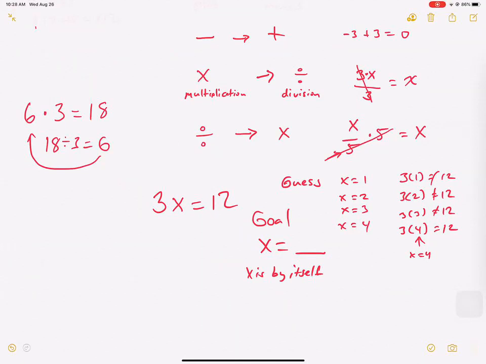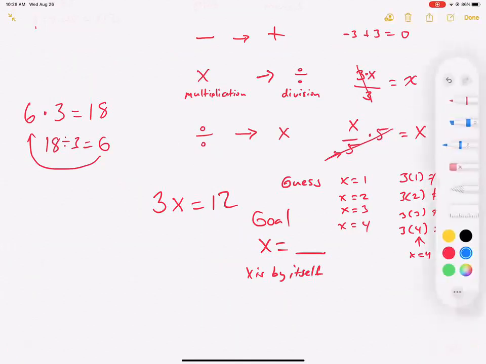We want to also understand what this symbol means. This guy is equals. And that means the left side is balanced with the right side, that the two sides are equally weighted. If the right side is 12, the left side has to also be 12. So we're going to go through a process called opposite operations, and we're going to divide both sides here by 3.